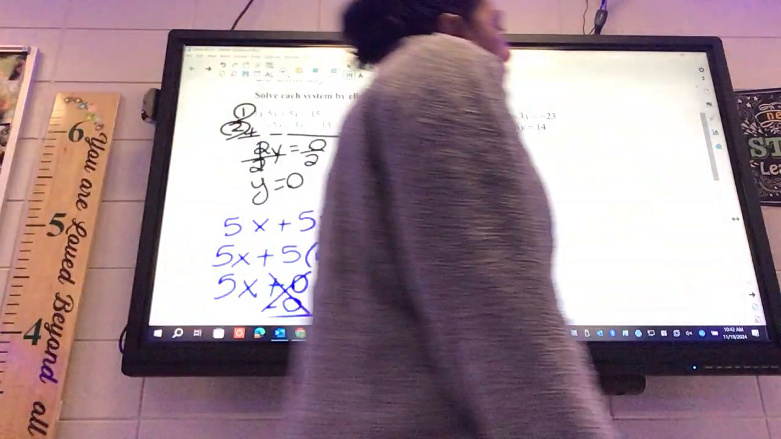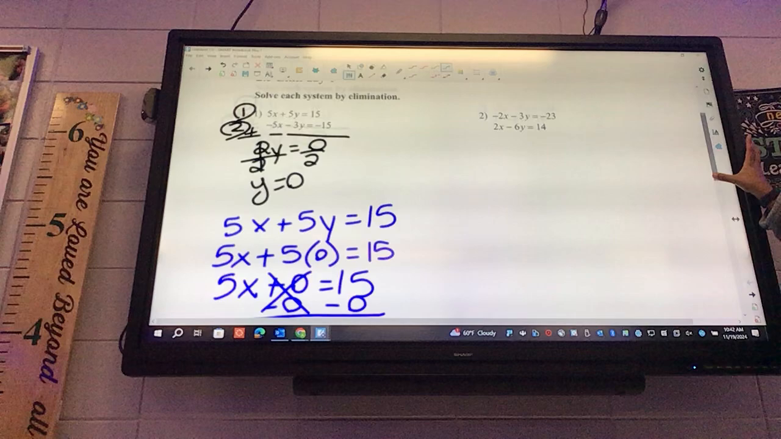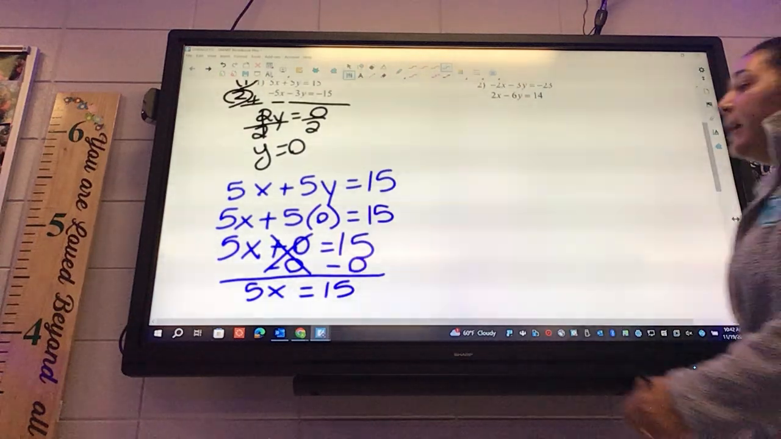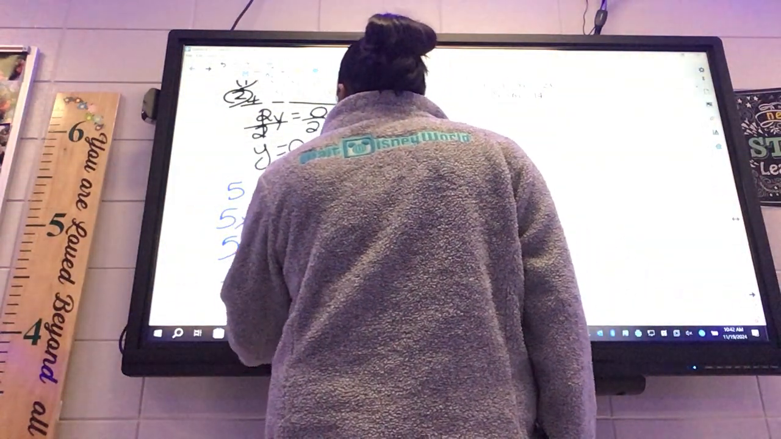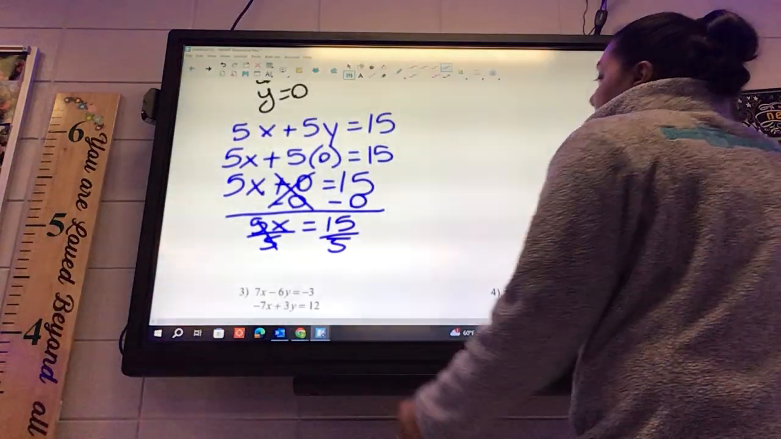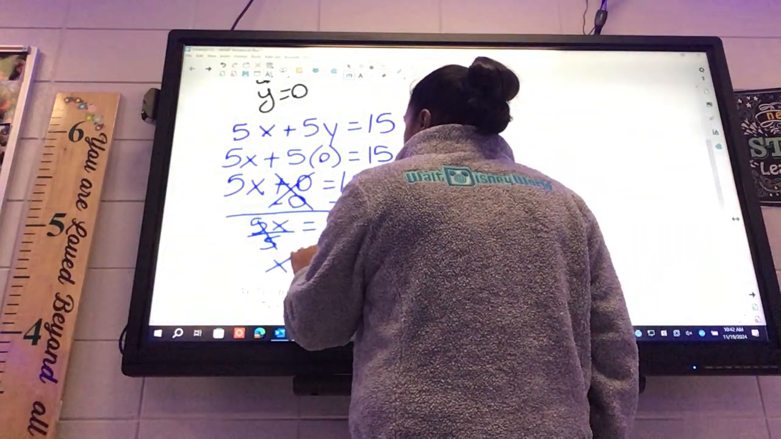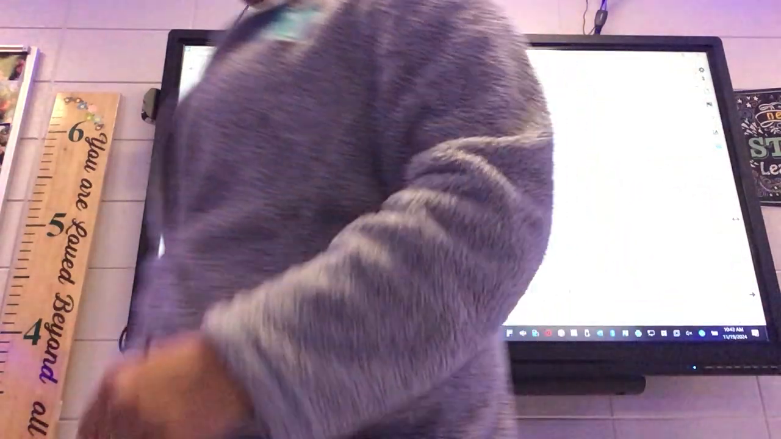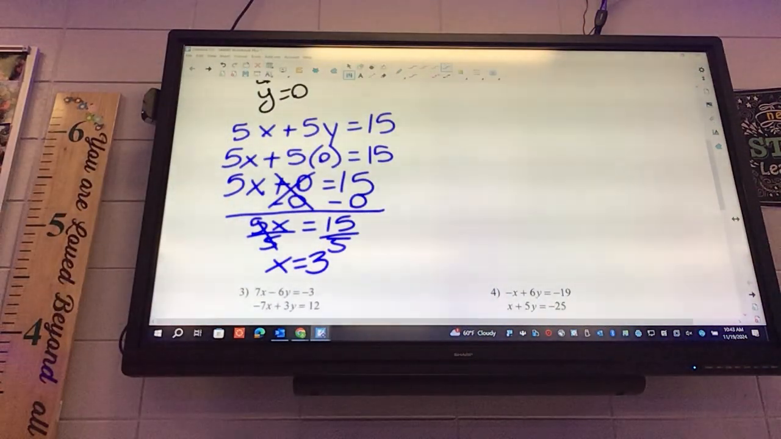Okay, so we're gonna get 5x equals 15, and then what? Divide by 5. Okay, we're gonna divide both sides by 5. Okay, and so what are we gonna get for the x? 3. X equals 3. Okay, and then the same way that we did before, you need to write the coordinate. So what is the coordinate gonna be?